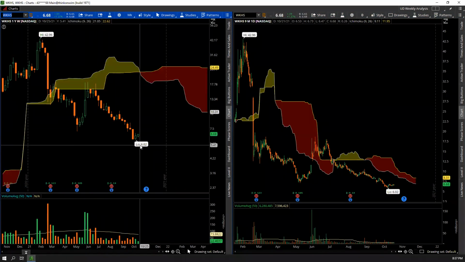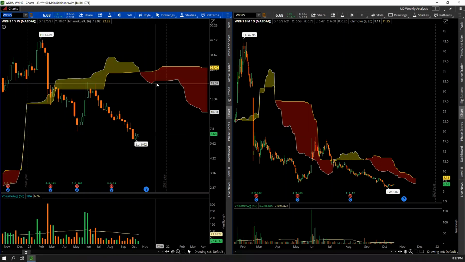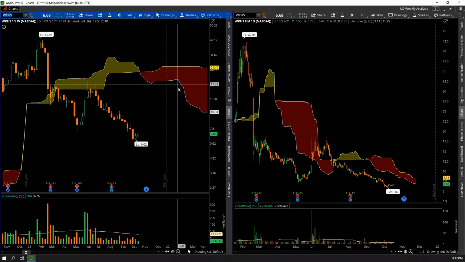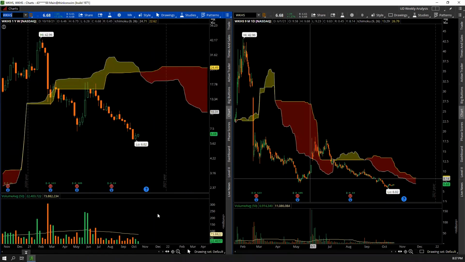Workhorse is trying to recover, and because you see this kind of edge, what happens is if it turns bullish here, it might come all the way here and then fall along the curve on weekly. Okay.